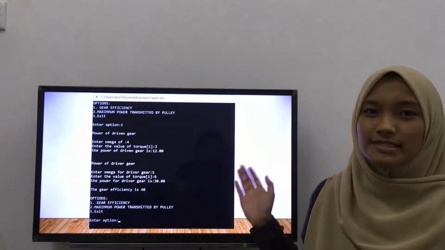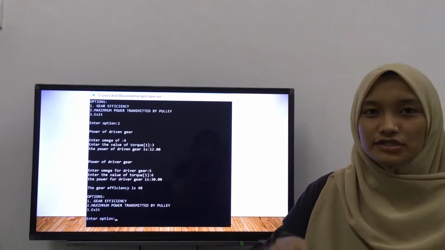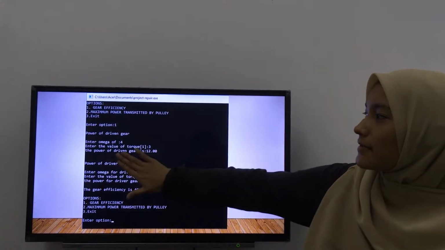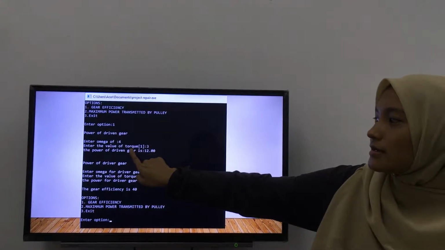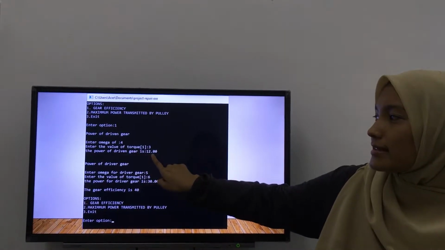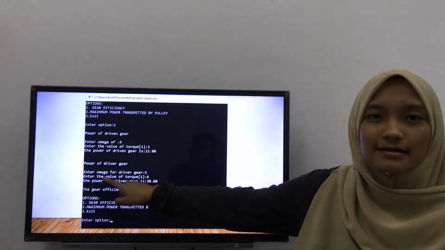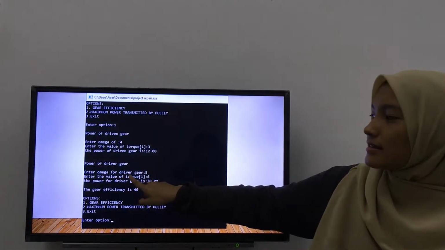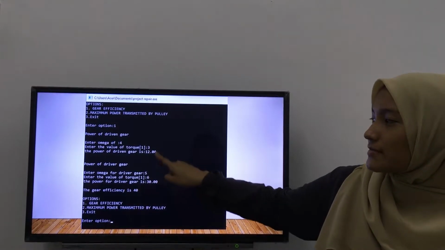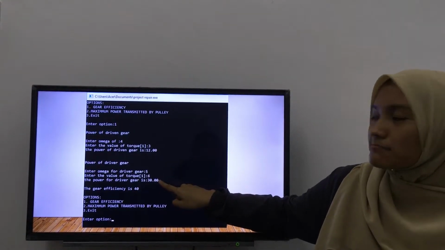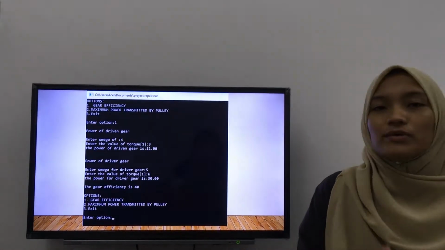So here is the result of the coding in the flowchart before. The user enters the omega, the user enters the torque, and we get the driven gear. It is the same as the user enters the omega and the torque, and they get the driver gear. From this power of driven gear and this power of driver gear, we will get the gear efficiency, which is 40.